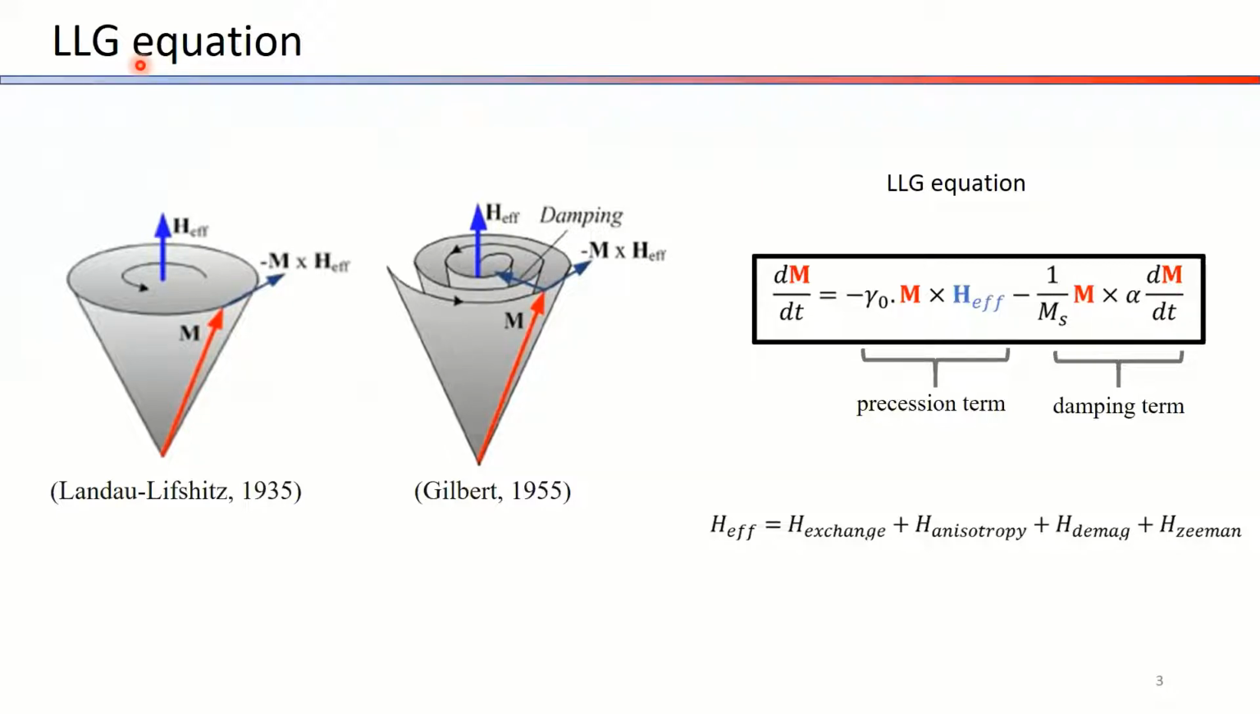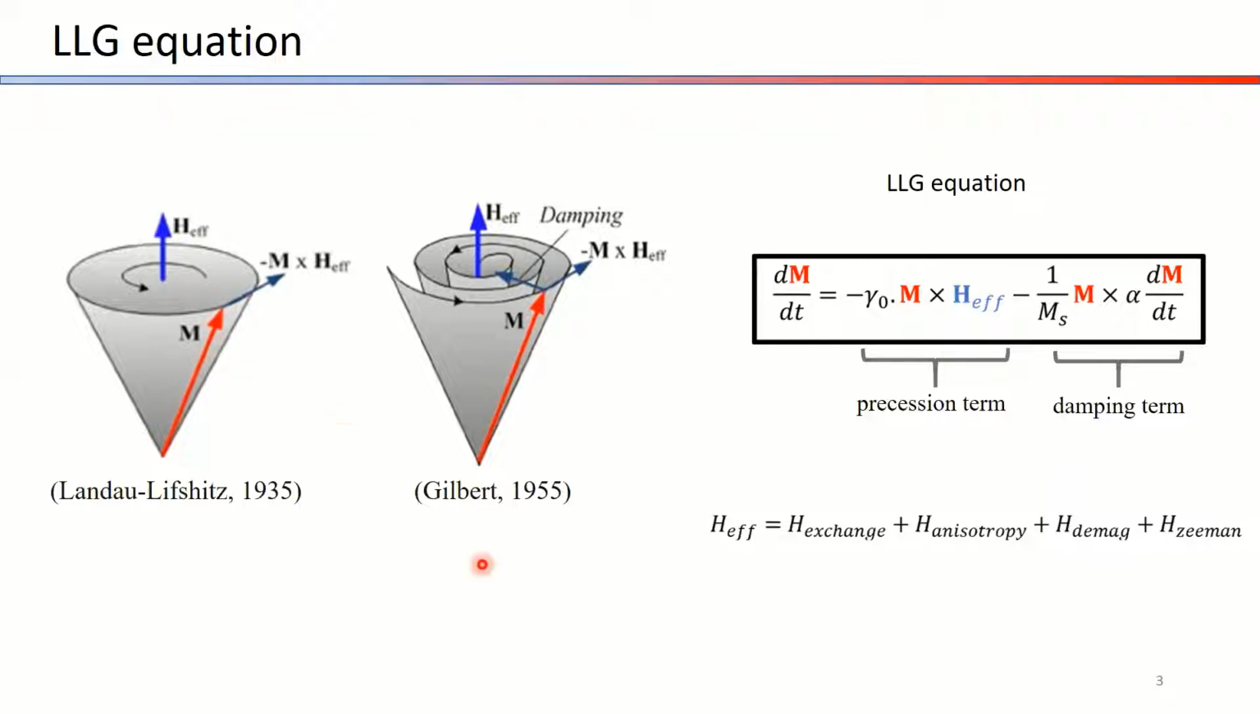This is named after three persons. In 1935, Landau and Lifshitz predicted the rotation of the magnetization in response to a torque. Here is the magnetization, and the blue line here is the effective field. If we apply the effective field, the magnetization will experience a torque with this magnitude, but it will not align to the effective field.